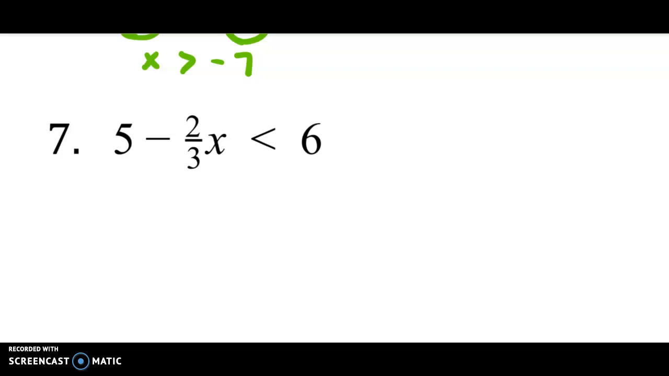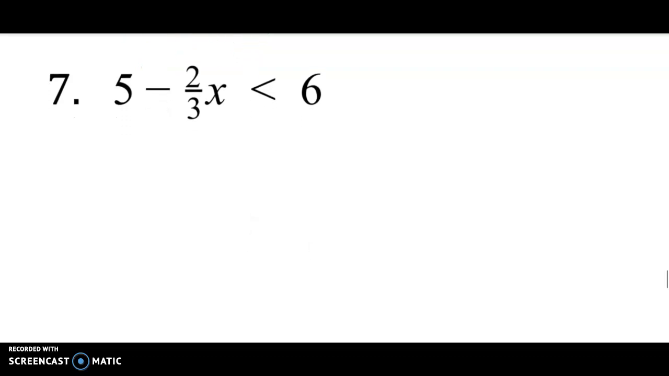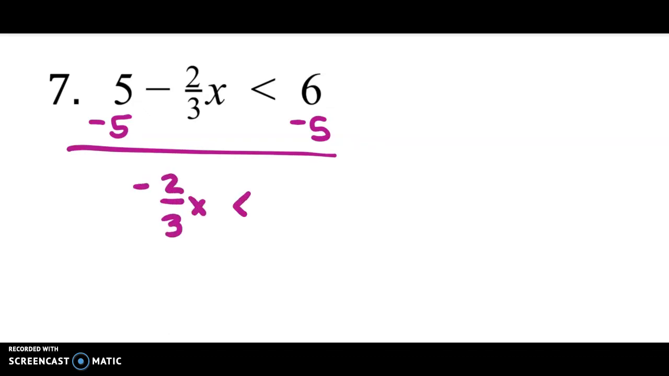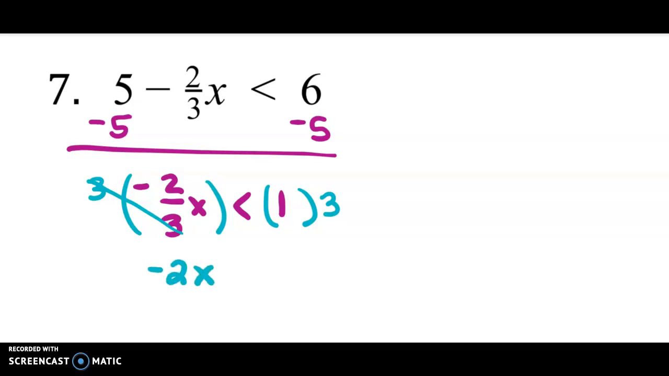Number 7 is very similar, but instead of multiplying first, I actually need to subtract the 5 first. So I minus the 5 from both sides, giving me negative 2/3 x is less than 1. I then need to multiply by 3 to get rid of the 3 in the bottom. You could also multiply by 3/2, but most people prefer to take this into 2 steps. So negative 2x is less than 3. My last step is to divide by negative 2.